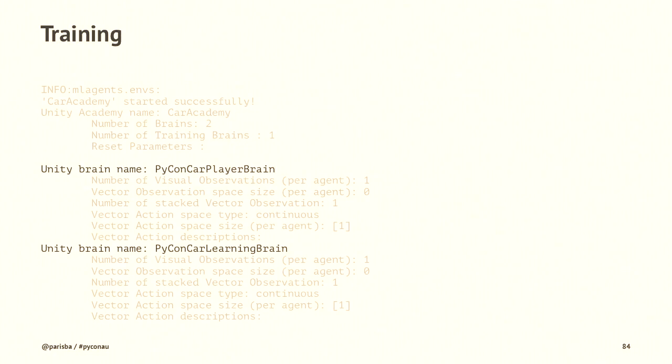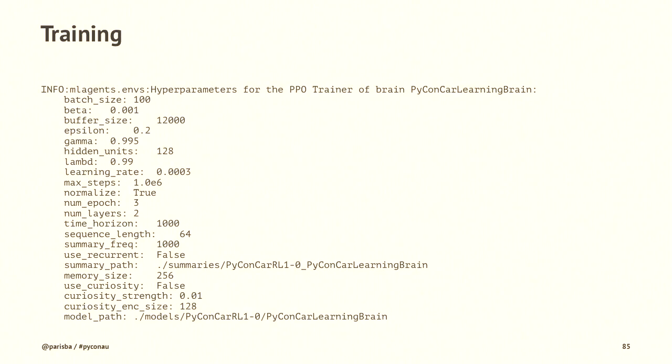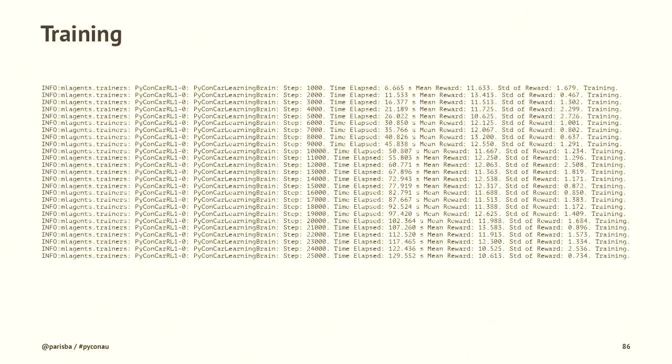We can see here it knows we have two brains, a PyCon player brain and a PyCon learning brain, and it knows what sort of actions and observations the brain has. Okay, so it knows we have one visual observation and one kind of vector action, sorry, not vector observation. Very exciting. Then it reads the hyperparameters. Also very exciting. Then it trains.